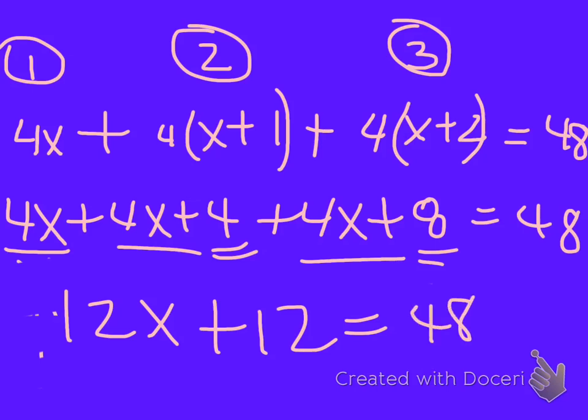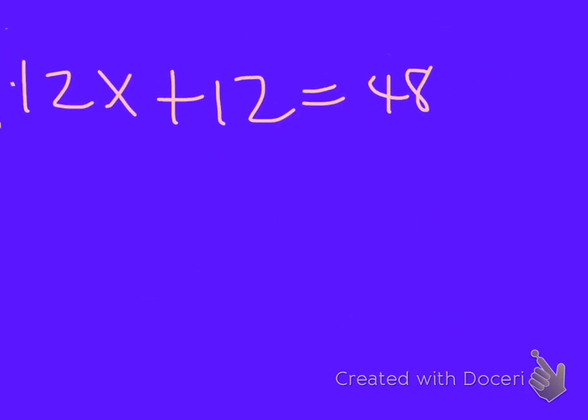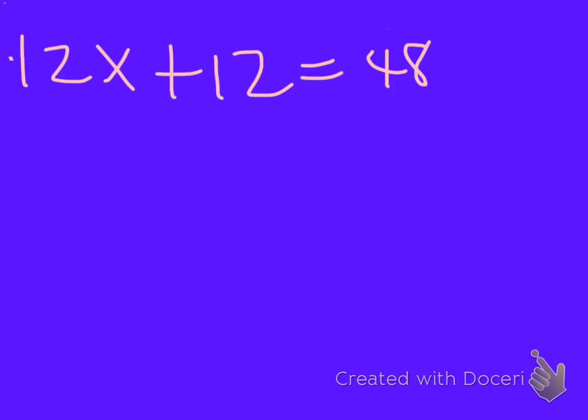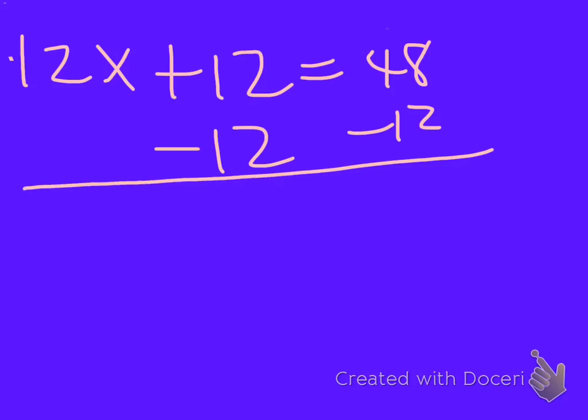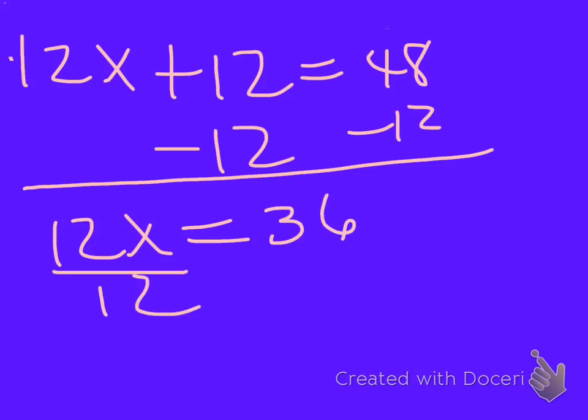I'm running out of room, so I'm going to move this to the next, so we have room. Okay, what am I going to do next? Minus 12, minus 12. 36. I'm going to divide by 12. And x is going to be 3.